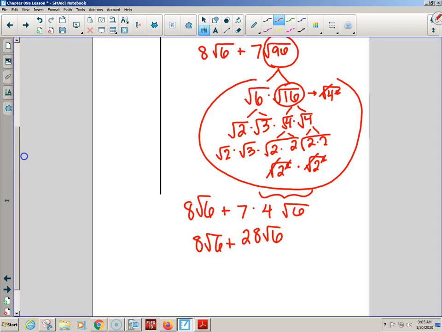And what happens when we add those two together? Good. Like terms means 8 of these root 6's plus 28 of these root 6's is 36. Are you going to write the rest of it correctly? 36 root what? Yeah. It's like terms. If I had 8x plus 28x, it'd be 36x. If I have 8 root 6 plus 28 root 6, I have 36 root 6's.